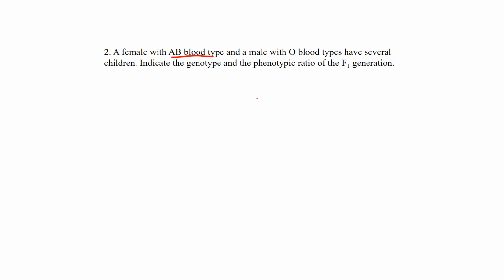If she has AB blood, this is again codominance. So she's got to have both those alleles, IA, IB. That's her genotype. She is crossed with a male who has blood type O. Now remember, the only way that you can have O blood, because A and B alleles are both dominant over the O allele, is to have two little i's, two recessive i alleles. So they hook up and they have some babies. What are the genotype and the phenotypic ratio of the F1 generation?